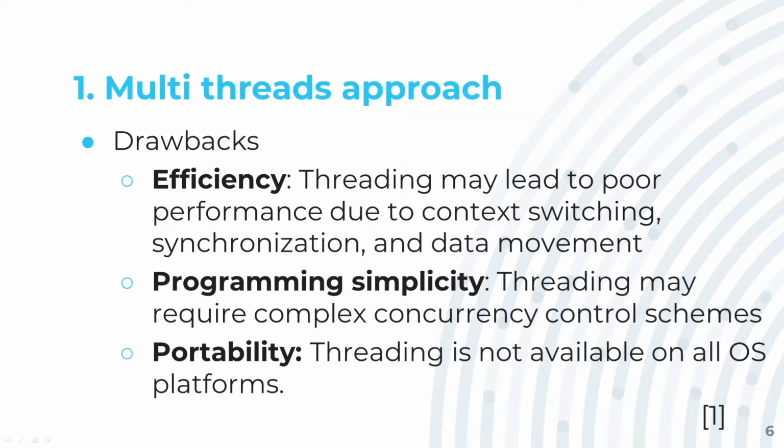However, there may be some drawbacks to this approach. First, multi-threading may end up creating too much overhead from context switching and synchronization, which will lead to poor performance. For instance, long-living connections like keep-alive connections would result in a large number of worker threads waiting in the idle state. It would cause context switching whenever the server just wants to check if there's any input. And second, threading may require complex concurrency control schemes, like deadlock and transaction control, etc.